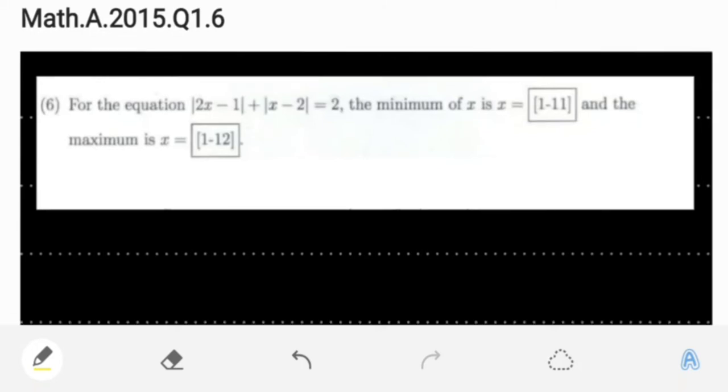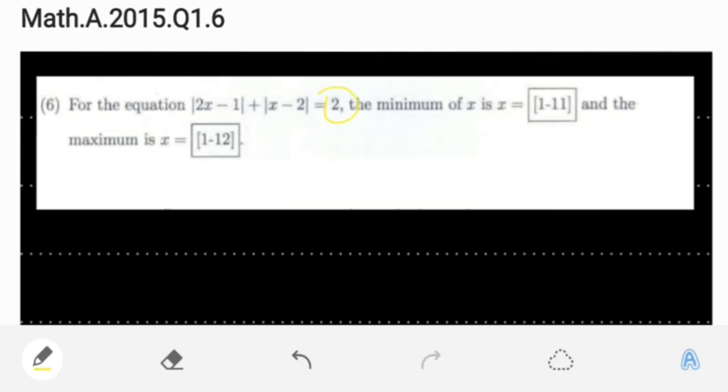Hello everyone, let's solve Max exam Math A 2015 question 1.6. He's given you this modular equation, and he wants to know where the minimum of x is and where the maximum of x is. There is another question from the Max about modular functions in 2016, but this one is a modular equation.